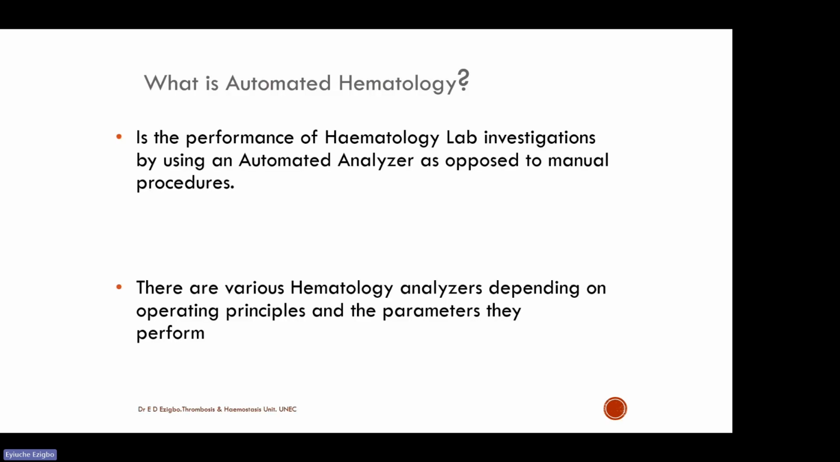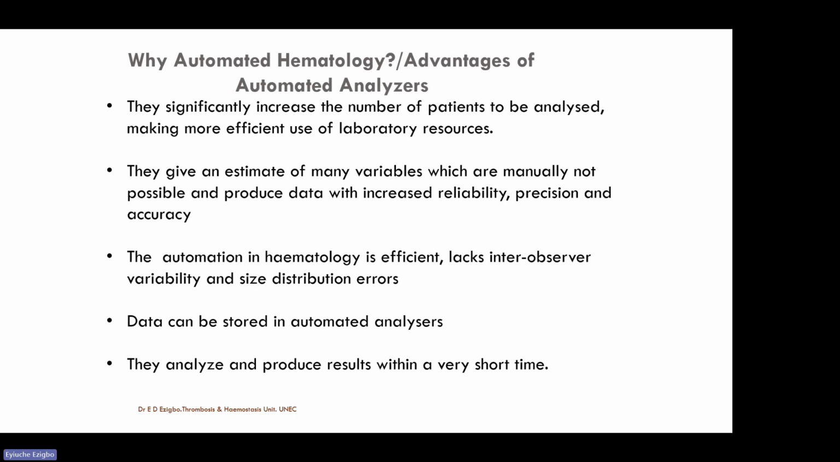So what is automated hematology? It's the performance of hematology lab investigation by using an automated analyzer as opposed to manual procedures. There are various hematology analyzers depending on operating principles and the parameters they analyze. Why do we go for automation in hematology, especially in full blood counts? What is the advantage of automated analyzers in hematology?